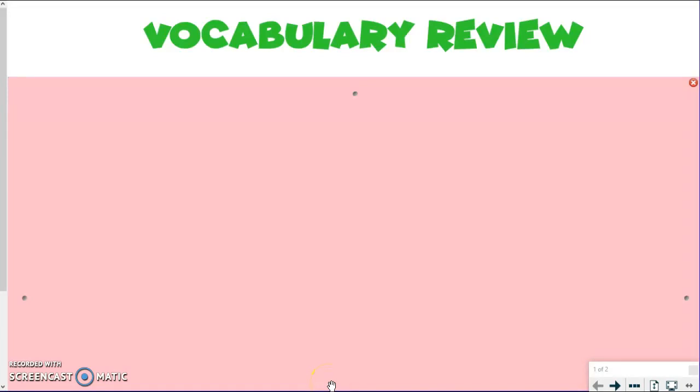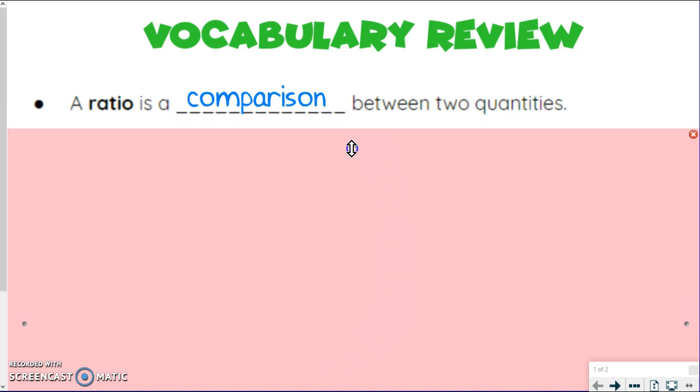All right, let's start off with 1A, a vocabulary review. Have your packet out, have a pencil ready, and let's get going. This first one is one that we've talked about before, a review for you. A ratio, that is a comparison between two quantities. So when you're comparing two different things, that's a ratio.